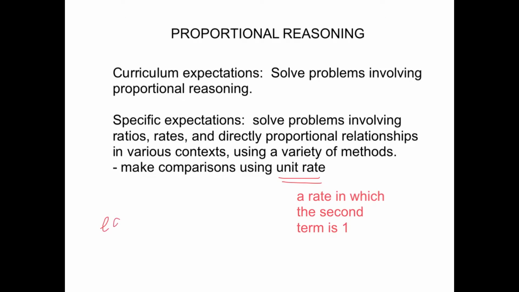For example, if we said that the rate you get paid per hour is $10.25 per hour, this is a representation of a unit rate because the second term is 1. For every 1 hour, you make $10.25. This example compares the amount earned to 1 hour of time. Now let's look at a problem that involves using unit rate.